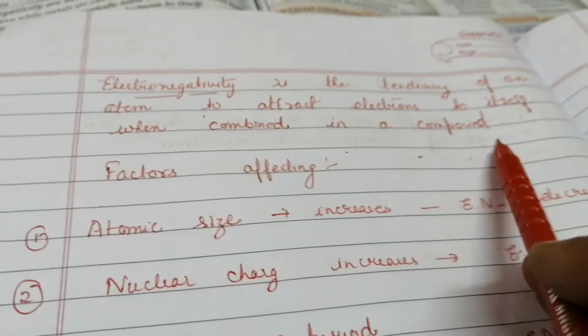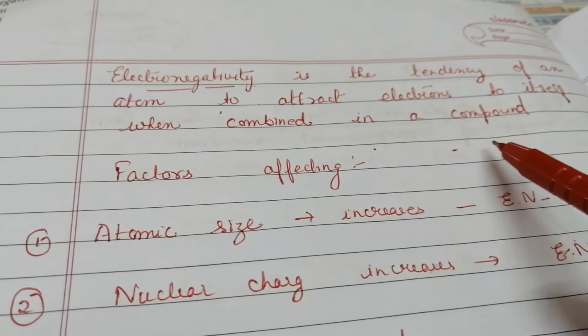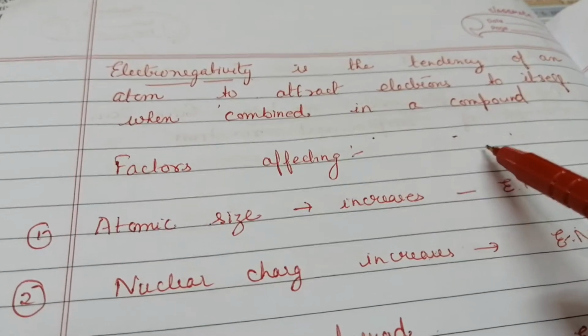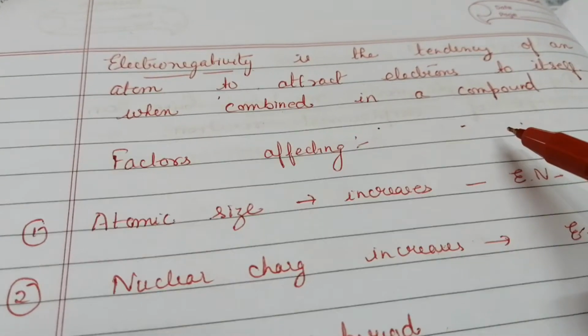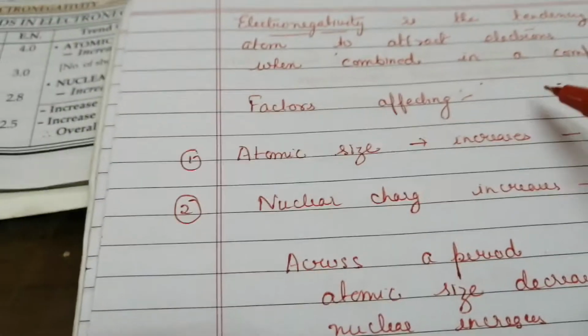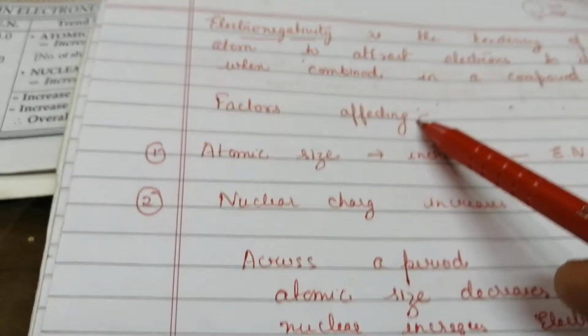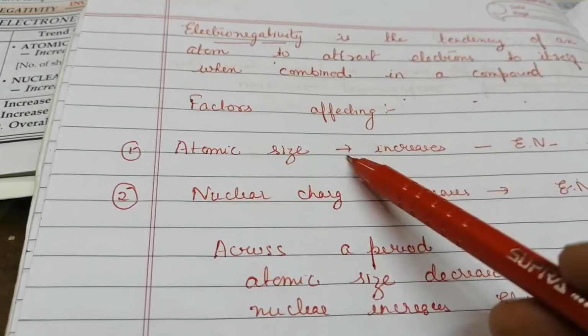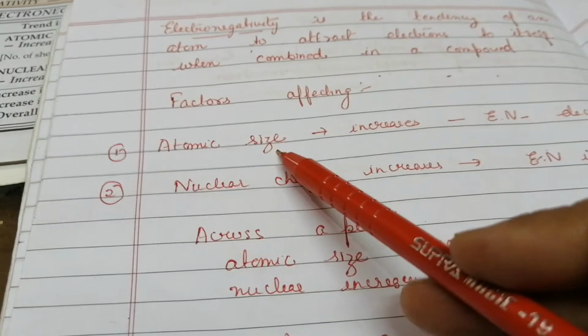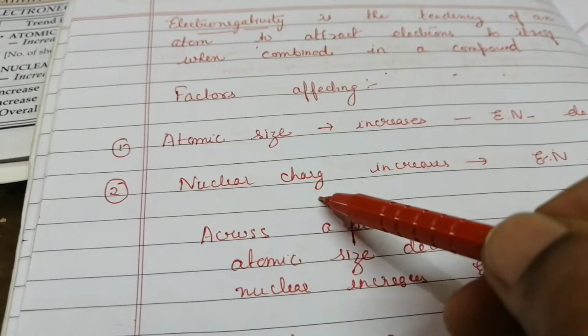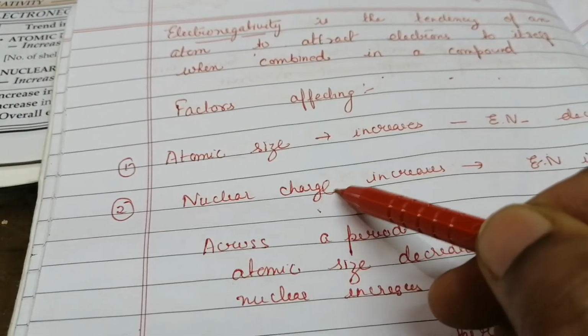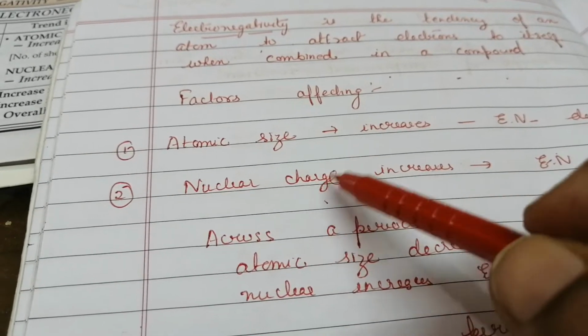Normally we know electronegativity of the non-metals is more, and the metals are known as electropositive. So let us talk about all these now. The factors that affect the electronegativity are two: the atomic size and the nuclear charge. Again, we have read about nuclear charge and atomic size in the previous topics also.